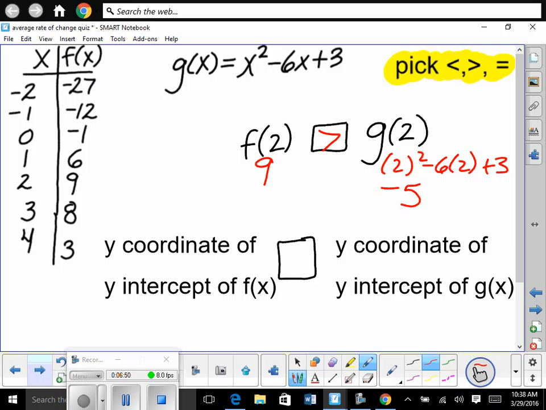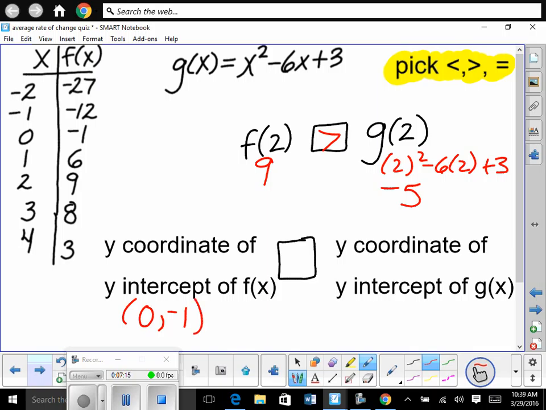And then this next one. The y-coordinate of the y-intercept of f of x. So guys, y-intercept is when what? It crosses the y-axis. And well, that's when x is equal to? 0. So we know 0 comma something. Well, let's look. What for function f? Negative 1. Negative 1, right? Does everybody understand that?